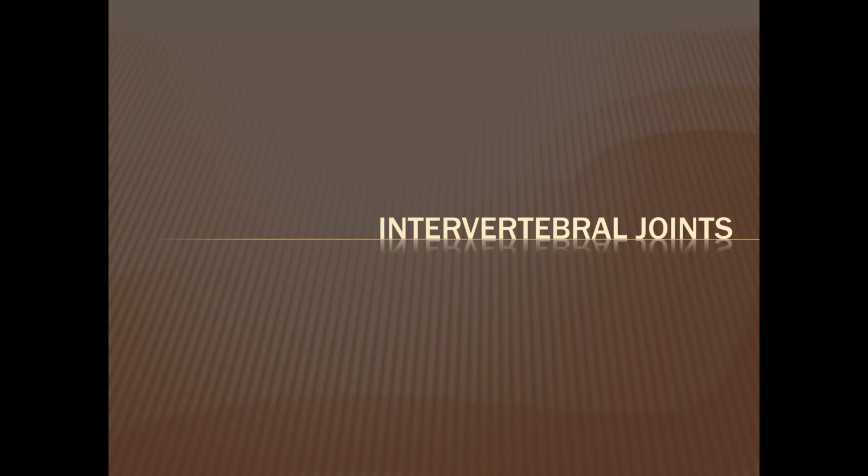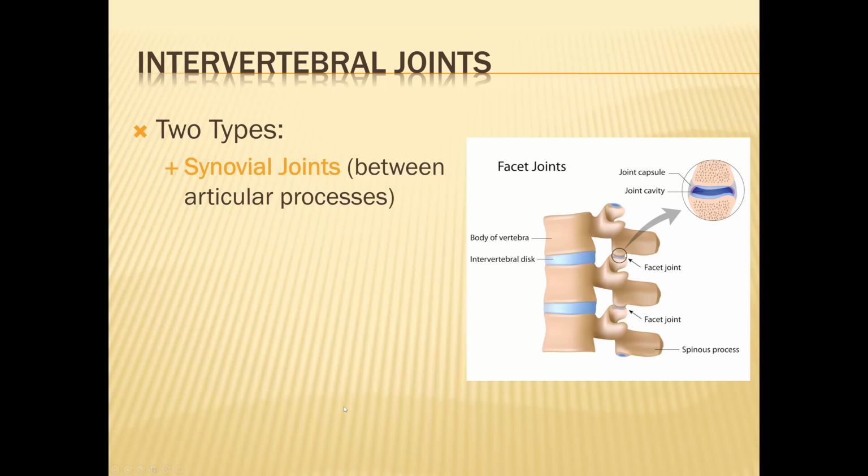For the remaining parts of the chapter, we're going to look at some specific joints, but I am not going into as much detail as your textbook, so make sure that you only study the things that I point out and the things that are listed on your learning objectives. So we're going to start with the intervertebral joints. Intervertebral joints are joints between your vertebrae, and there are 2 types.